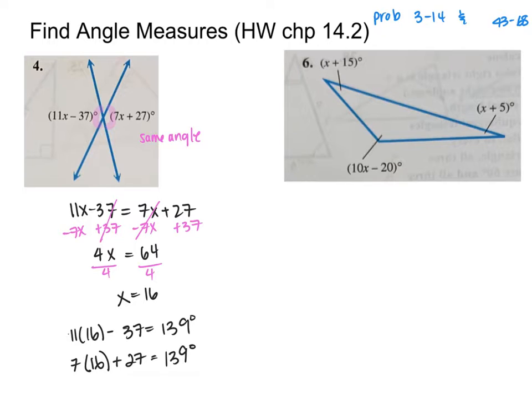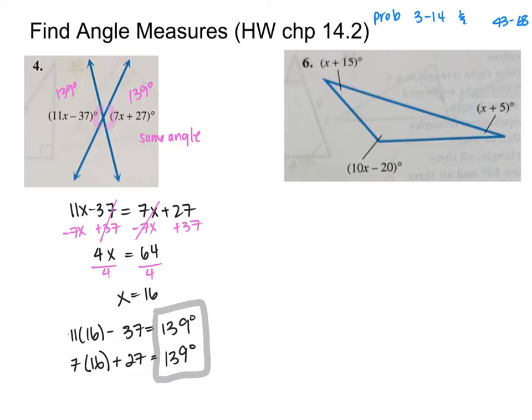So if you don't want to do the second one, just because you know that these are vertical angles from each other, don't feel like you need to find the other angle because you know they're going to end up equaling each other. So in this case, this is our answer. Let me grab my highlighter here. So I know that this angle is 139 degrees. This angle is also 139 degrees.